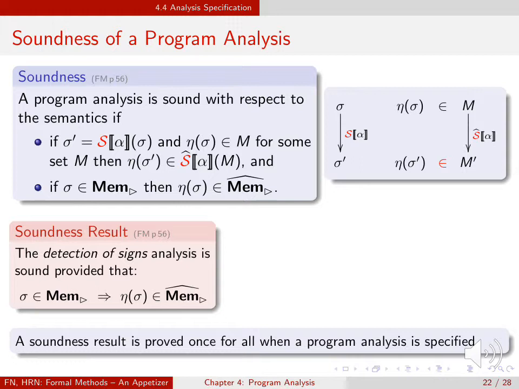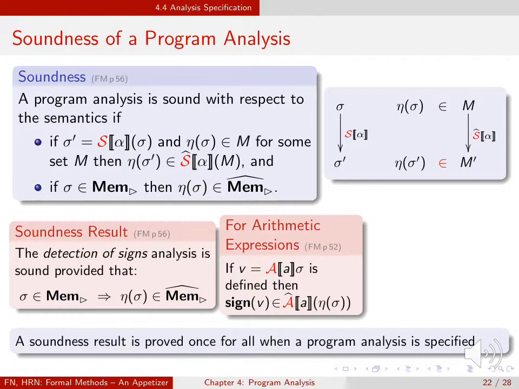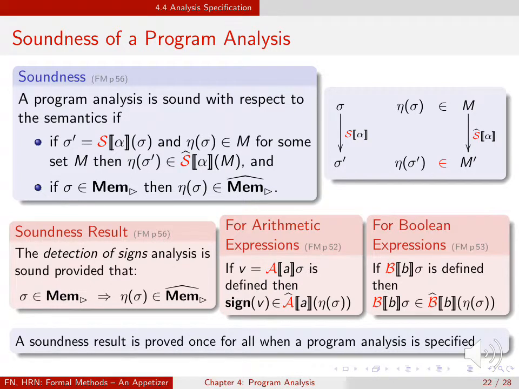It is proved in the book that the semantic analysis functions defined in the previous section are indeed sound. One lemma used is that the analysis of arithmetic expressions is correct. Another is that the analysis of Boolean expressions is correct.